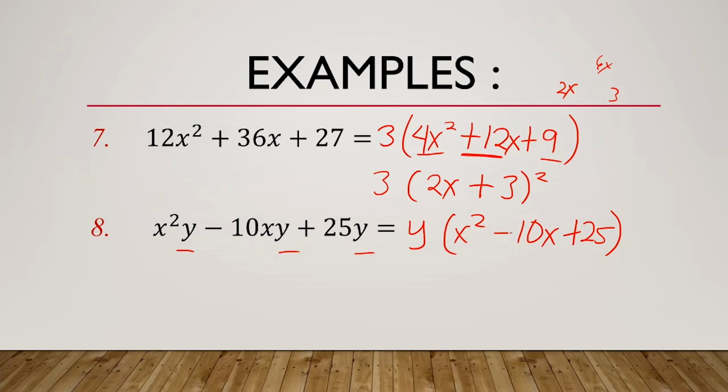25 and x squared is a perfect square. Square root of x squared is x. 25 is 5. 5 times x is 5x. Then times 2 is 10x. So this is a perfect square trinomial. So we have y times the quantity, square root of the first term, x, square root of the last term, 5. Copy the sign of the middle term. So we have this. And that's it.